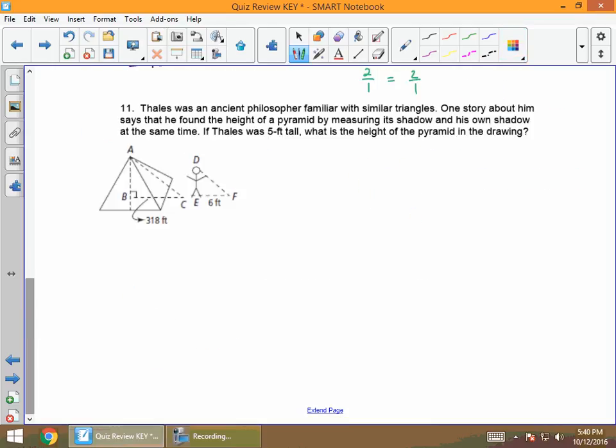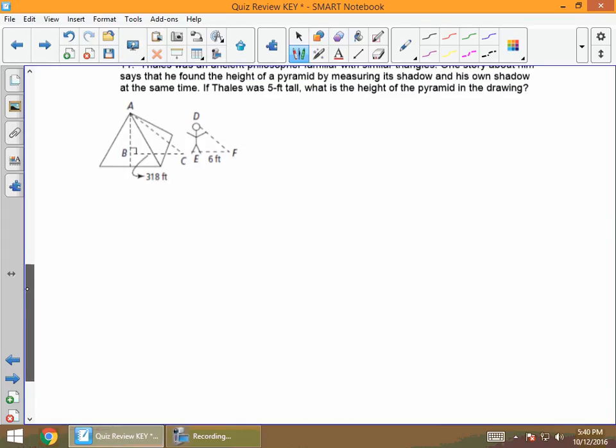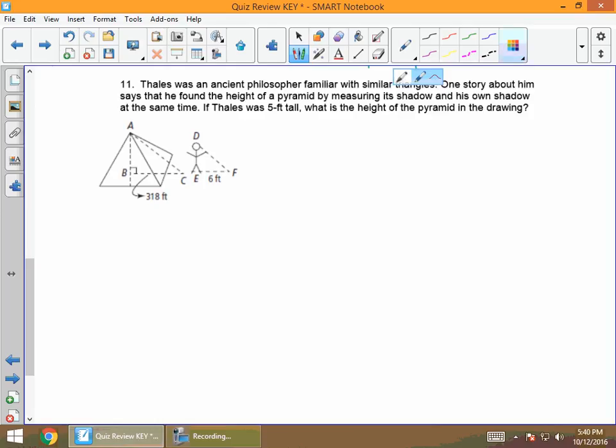All right, we made it to the last one, very last question of this review, and this is an indirect measurement question. So let's go this color. It says Thales was an ancient philosopher familiar with similar triangles. One story about him says that he found the height of a pyramid by measuring its shadow and his own shadow at the same time. If Thales was 5 feet tall, what was the height of the pyramid in the drawing?